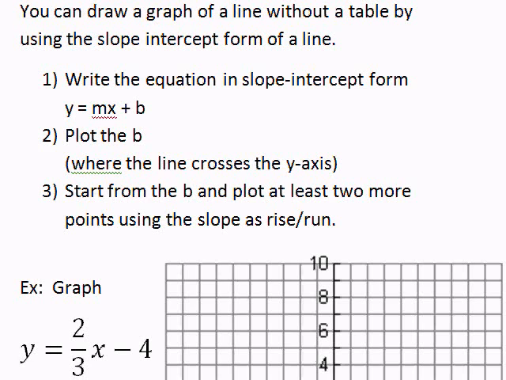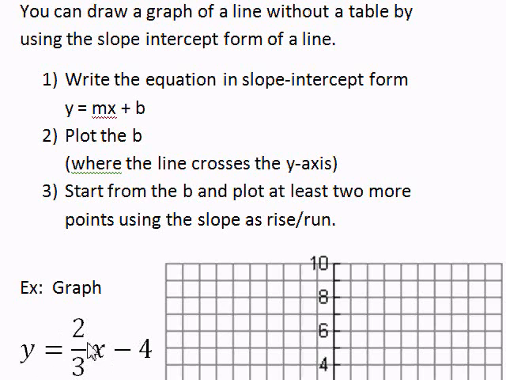We're now going to bring everything we've learned so far together into accomplishing our objective for the day, which is to draw a graph of a line without a table by using the slope-intercept form of a line. The steps to doing that is we need to write the equation in slope-intercept form, y equals mx plus b. Then we need to plot the b. That's where the line crosses the y-axis. And then we need to start from the b and plot at least 2 more points using the slope as rise over run.